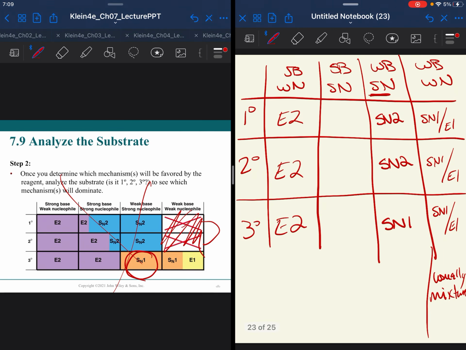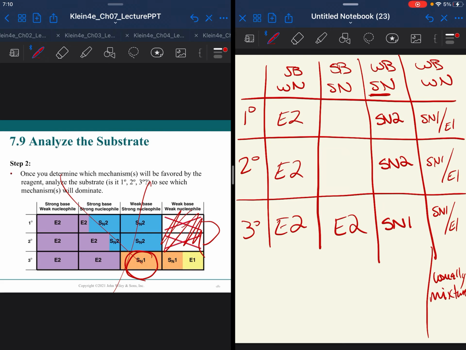Okay, so that's how you handle your strong nucleophile. Now, what if you have a strong base and a strong nucleophile, something like hydroxide? Well, if it's a tertiary alkyl halide, that's easy. Can't have SN2, so you're going to have E2.